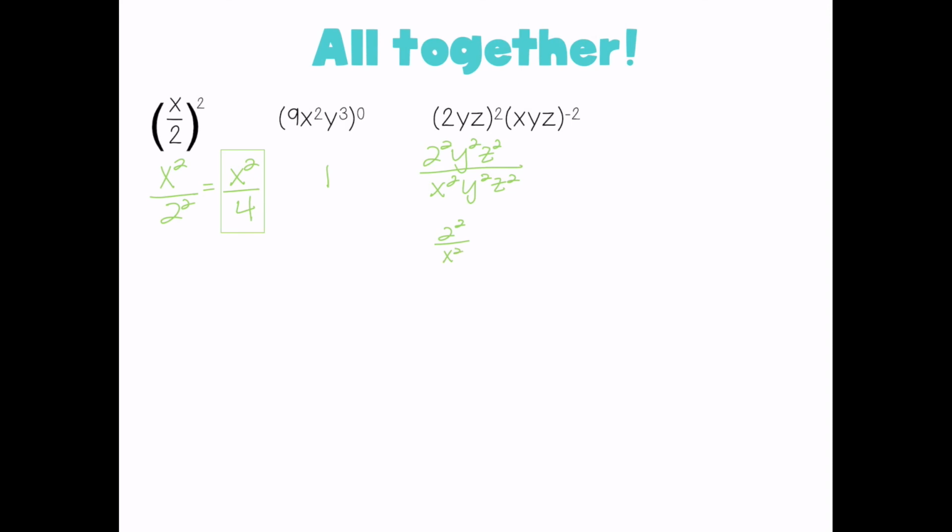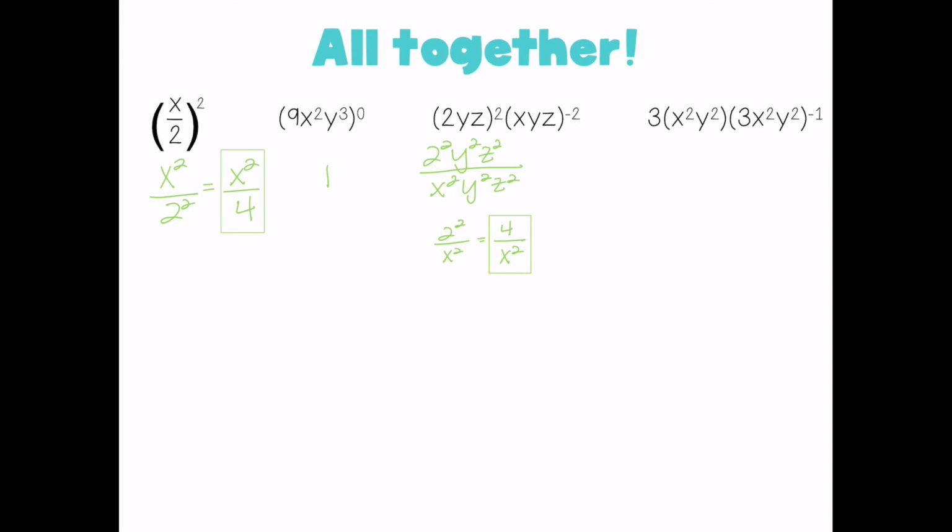Now, as you see in this next step, the y squared cancels with the y squared on bottom. And the z squared on top cancels with the z squared on bottom. That's why I'm just left with the 2 squared over the x squared. Now I have 4 on top, x squared on bottom. Boom, I'm done.